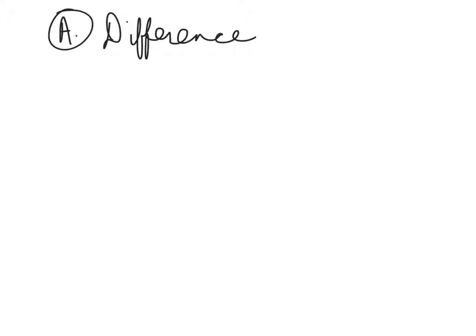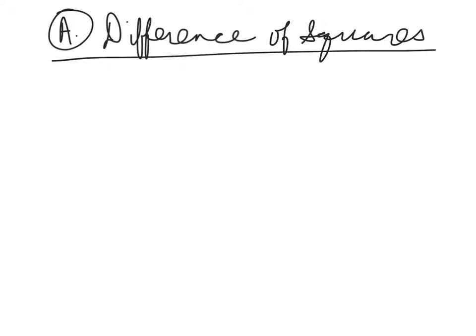I was saying we're going to look at how to factor something with two terms, and we're going to do that two different ways. The first is called the difference of squares. So think about what that means. The word difference means to subtract.